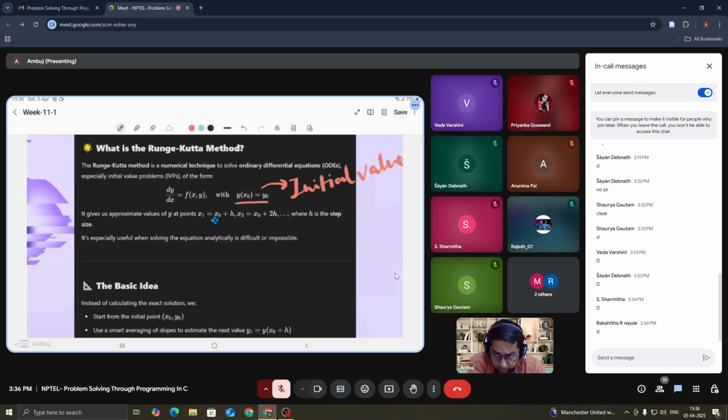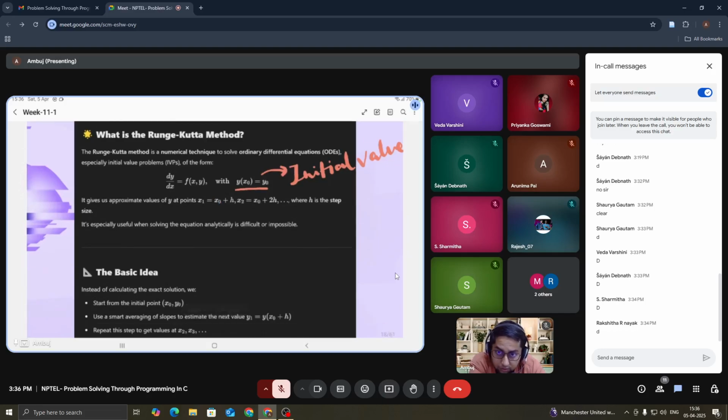It gives the approximate values of y at points x1 equal to x naught plus h, x2 equal to x naught plus 2h, and so on. This technique is applied when we are not able to achieve the exact solution by solving the differential equation. The basic idea is starting from a point x naught comma y naught, then using smart averaging of slopes to estimate the next value y1 equal to y of x naught plus h, and then repeating this step at x1, x2, x3, and so on.